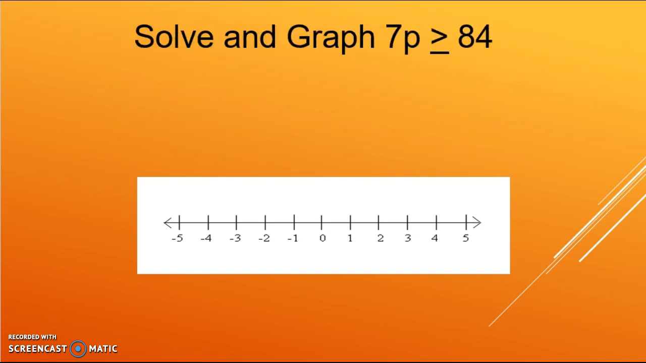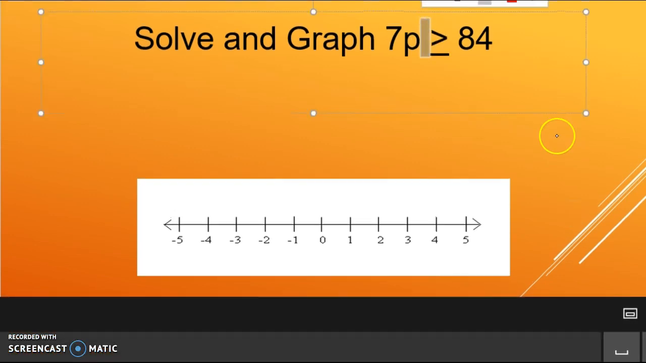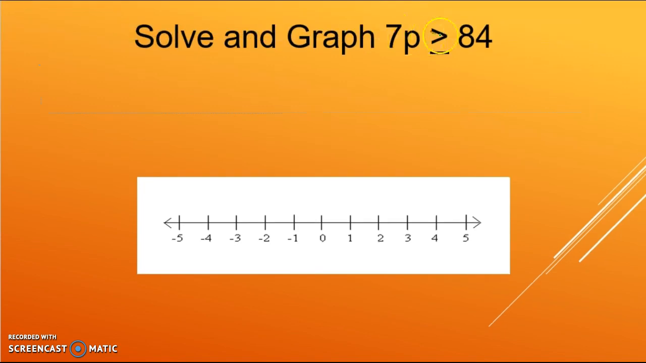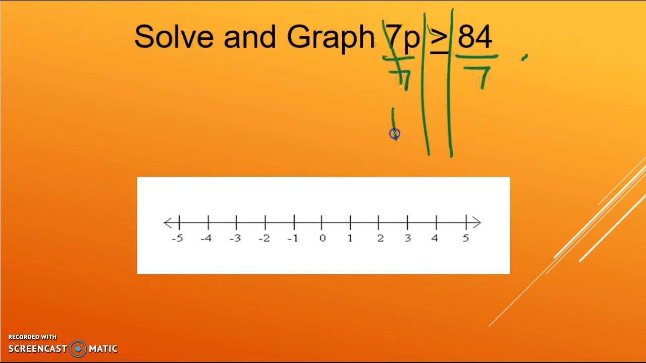For my next one here, solve and graph 7p is greater than or equal to 84. Wrong button. Let's see here. Vertical lines, divide by 7. I'm left with p is greater than or equal to 84 divided by 7, which is, let's see, 70 divided by 7 will be 10, so it's 12.